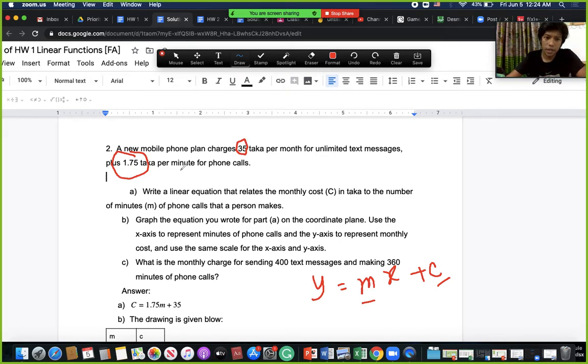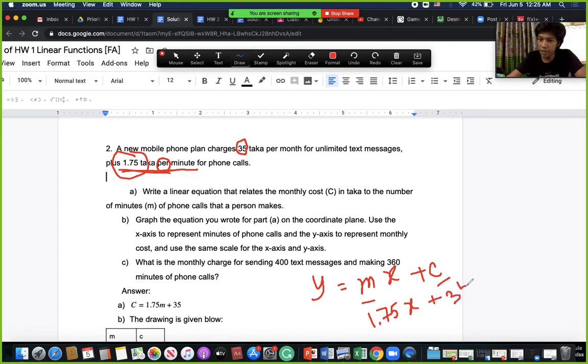Another technique is, the number that has some per, per minute, per month, per second, per person. One value will come with that word per. Per means this value will come here. So 1.75 comes here, next to x. Of course this is not the same x, because in this question we changed the thing. And then 35 is here.